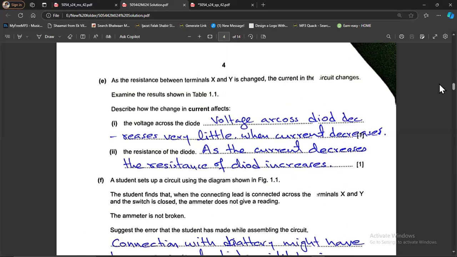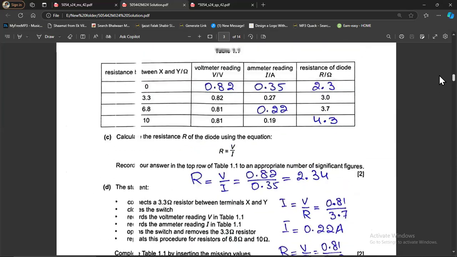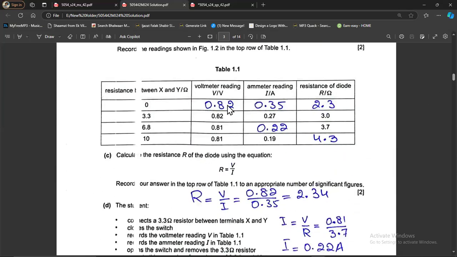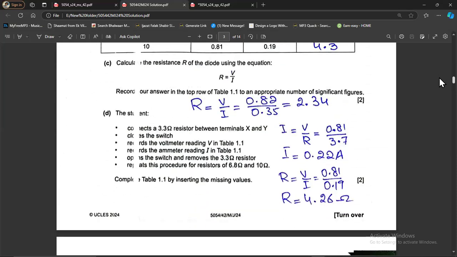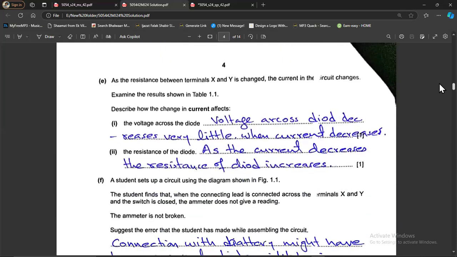So let's have a look at that table again. The voltage is 0.82, 0.82, 0.81, 0.81. You see the voltage has decreased very little. Describe how the change in the current affects the voltage across the diode decreases very little when the current decreases, and the resistance of the diode, as the current decreases, the resistance of the diode increases.